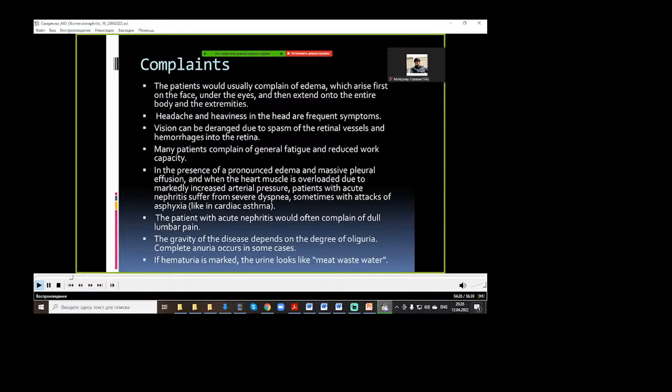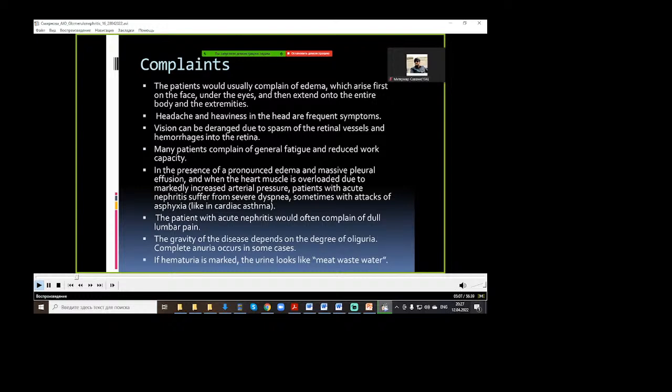In the presence of pronounced edema and massive pleural effusion, and when the heart muscle is overloaded due to markedly increased arterial pressure, patients with acute nephritis suffer from severe dyspnoea, sometimes with attacks of asphyxia like in cardiac asthma. The patients with acute nephritis would often complain of dull pain in the lumbar region. The gravity of the disease depends on the degree of oliguria.